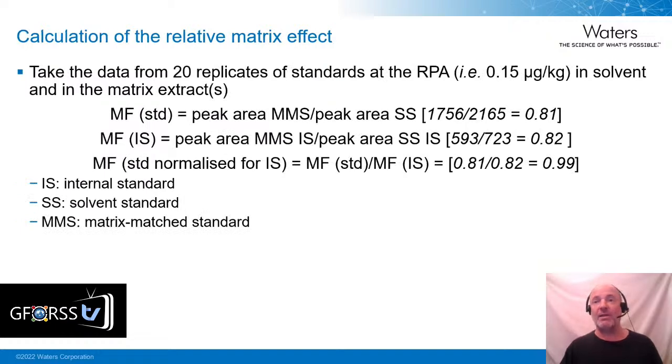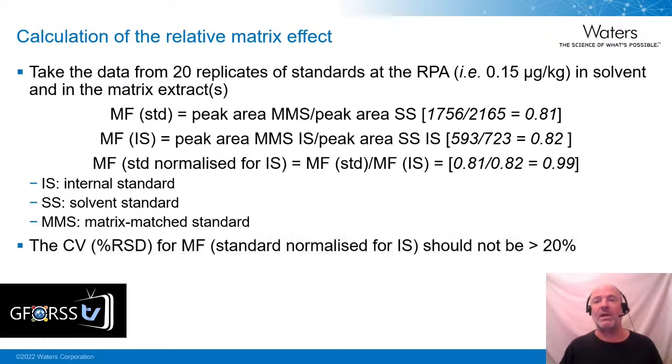The regulation provides more details about how we go about testing for the relative matrix effects. It talks about taking 20 replicates of the standards and then calculating various parameters using the peak area from the matrix match standard and the solvent standard and the internal standards, as we can see on the slide. It also gives us an RSD value that should be not greater than 20%.